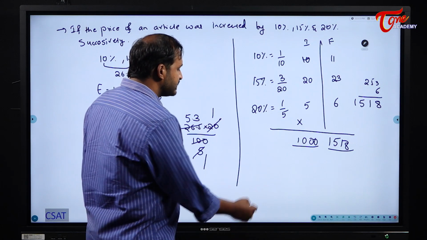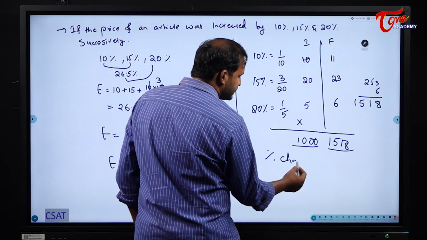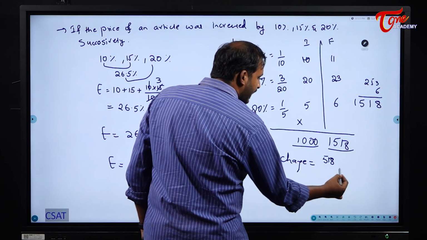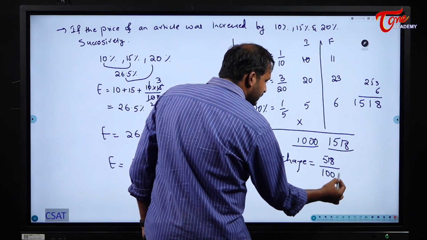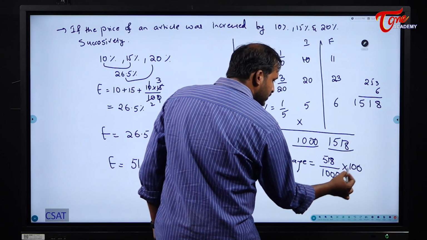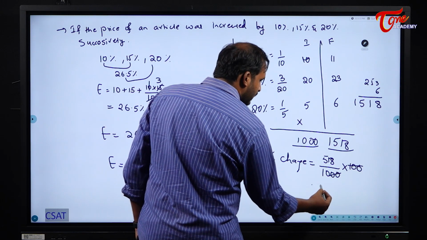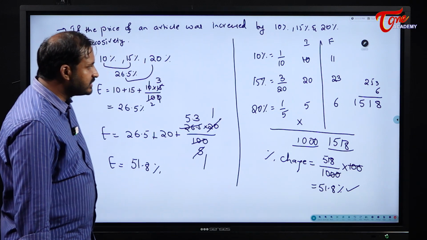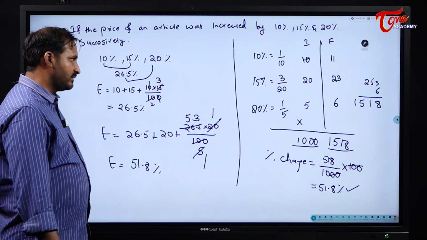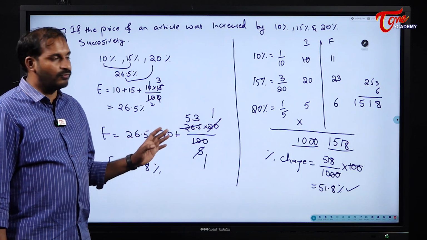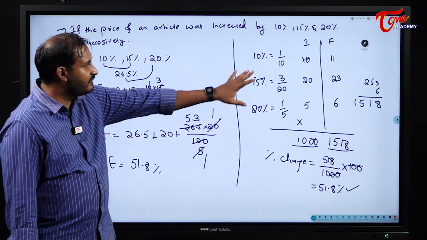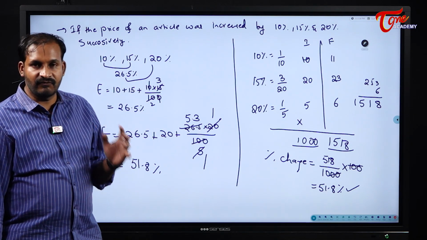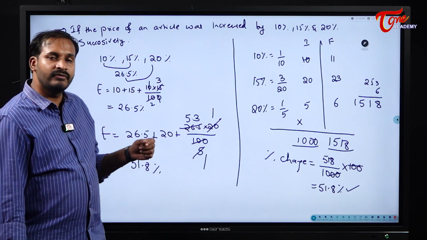So now tell me, what is the percentage change in this case? Percentage change is equal to, what is the difference between these two? 518 by the actual value, 1000, into 100. So 2 zeros get cancelled. 51.8 percentage. Understood, students? So based on the requirement, if the change is 3 times or 4 times, my personal suggestion is, if you were able to understand this one, go with this method. If not, then go with the standard procedure.